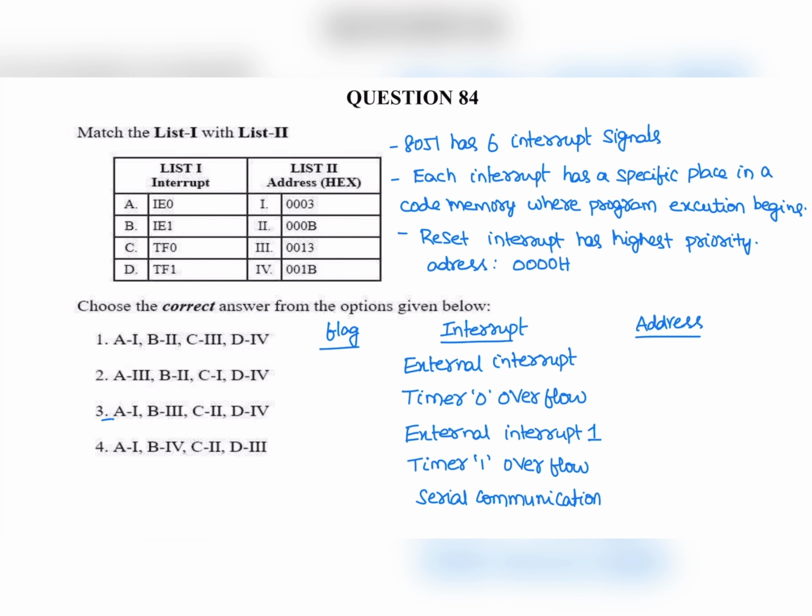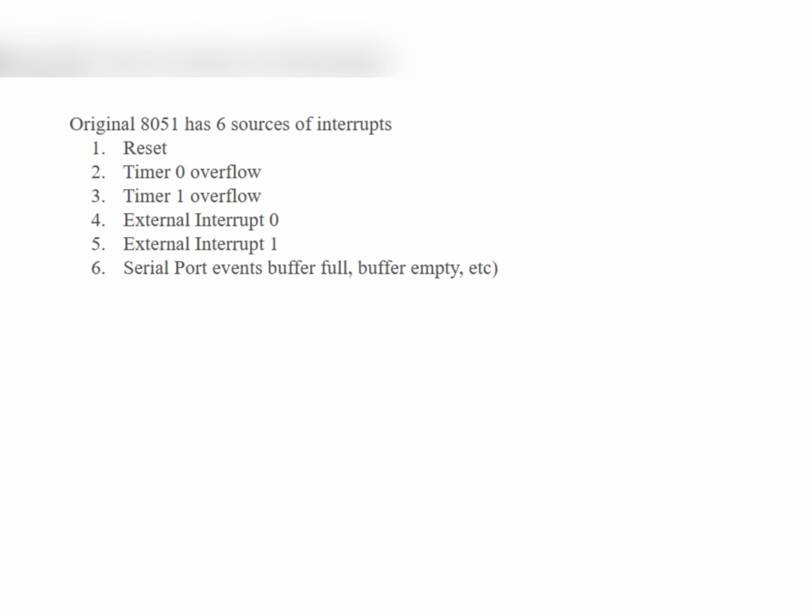8051. So IE0, IE1, TF0, TF1, these are the interrupts related to 8051 microcontroller. So this 8051 microcontroller has 6 interrupts. That is, reset, which is having the highest priority. So highest priority interrupt in 8051 microcontroller is reset. Next, timer 0 overflow, timer 1 overflow, external interrupt 0, external interrupt 1, and serial port.